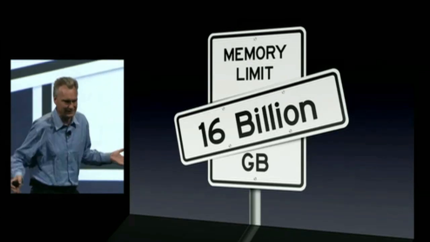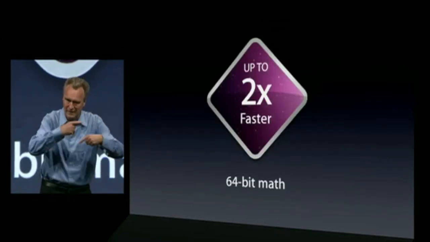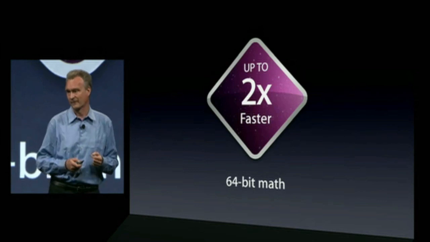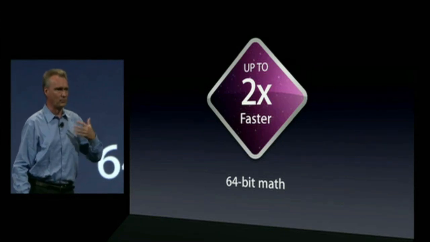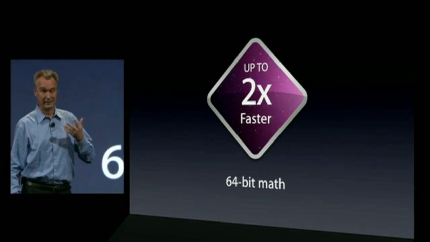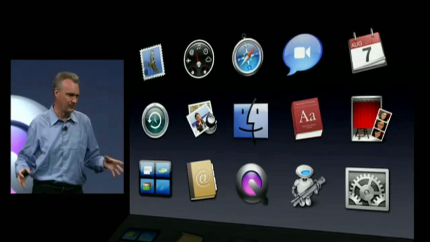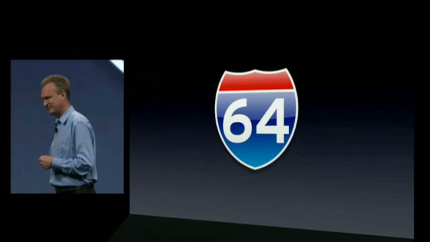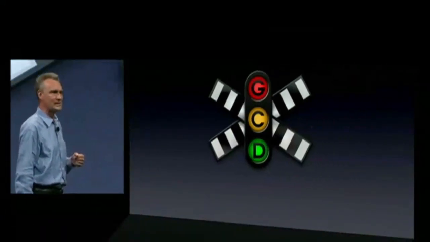In practice, it's unlimited. Another reason, of course, to run 64-bit is that the processor can do math faster. So certain things like FFTs will run twice as fast in 64-bit mode. So for all those reasons, we've been on a trajectory over the last few releases to enable more and more 64-bit. And Snow Leopard is a final stage where we are running all the major system applications in 64-bit mode. So that's 64-bit. Now let's talk about multi-core.